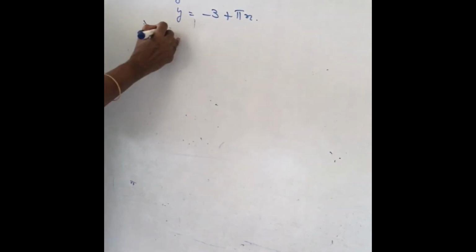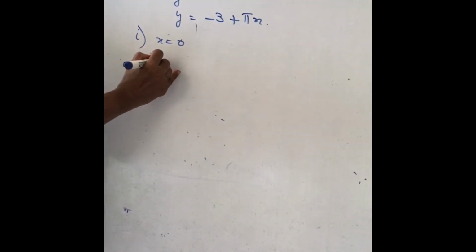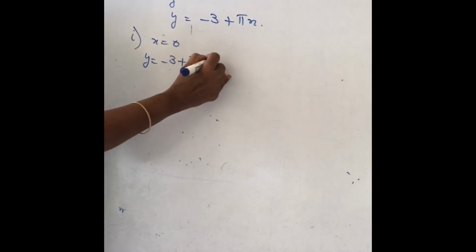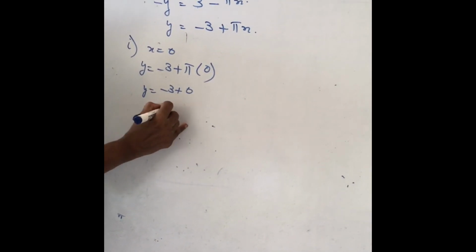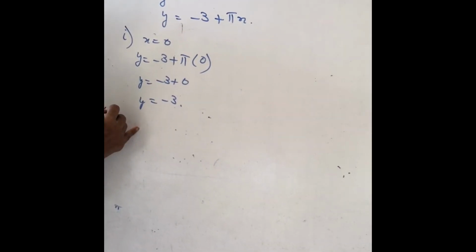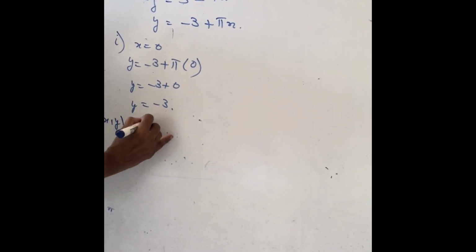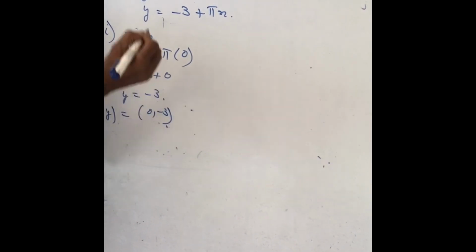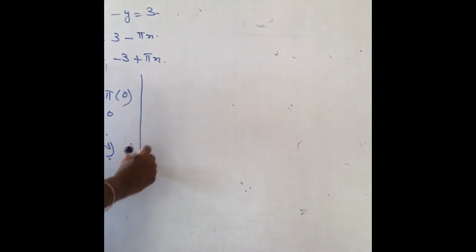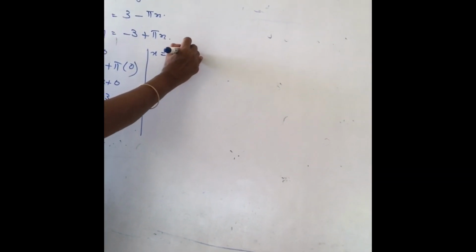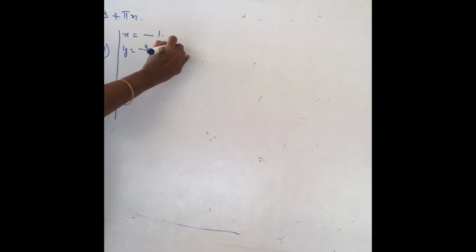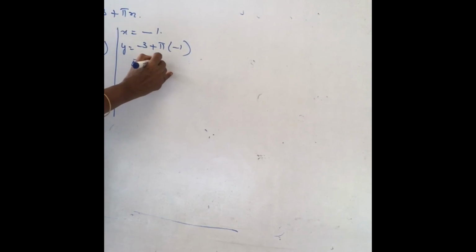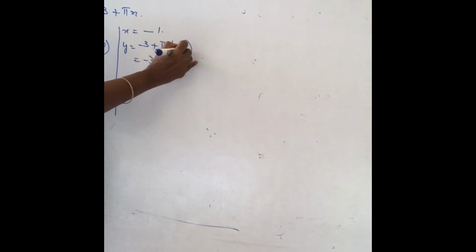Now give your values. I am giving x is equal to 0. Y is equal to, what is pi into 0, children? 0. Minus 3 plus 0, minus 3. The first solution for you is 0 minus 3. Second one, x is equal to minus 1. Y is equal to pi into minus 1, plus into minus, minus pi into 1.